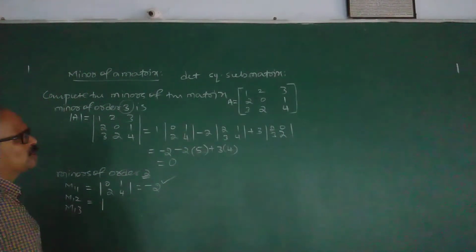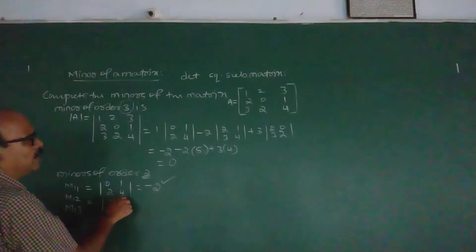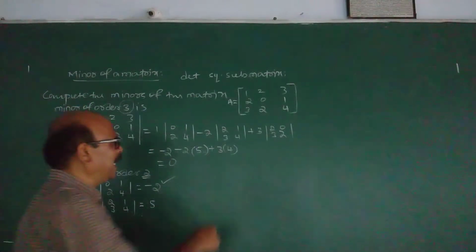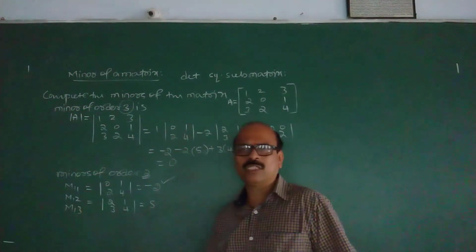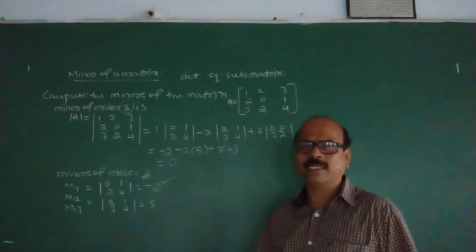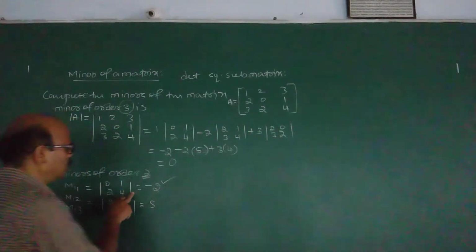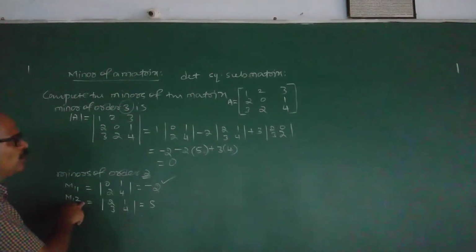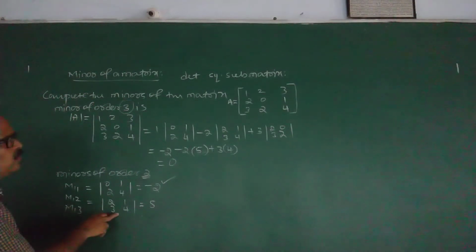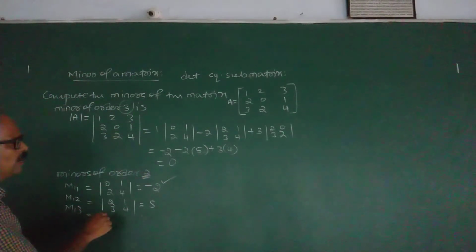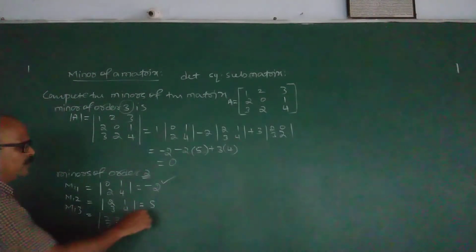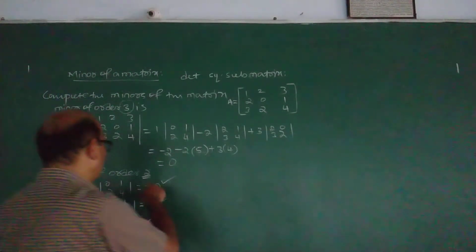M12 means first row, second column. What do you get? 2 1 3 4. It is 5. See, it is not a hard and fast rule, or a standard notation. For convenience, I have taken it like this. M11 means minor of order 2, first one. M12 means delete first row, second column. What do you get? 2 1 3 4. M13 is first row, third column. 2 0 3 2. What is the value of this? 4. Therefore, these are minors of order 2.